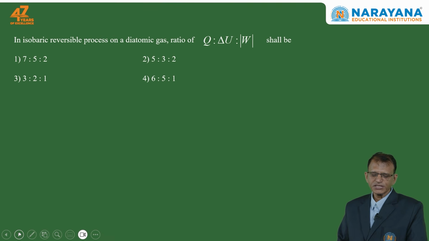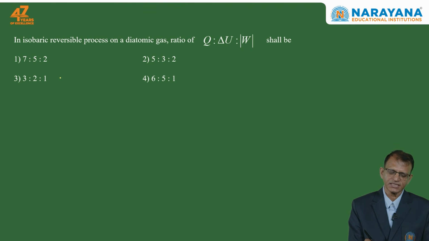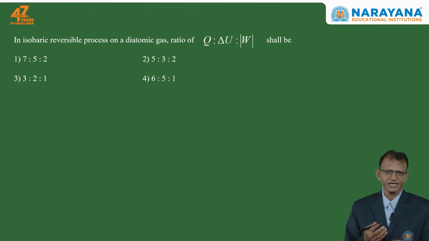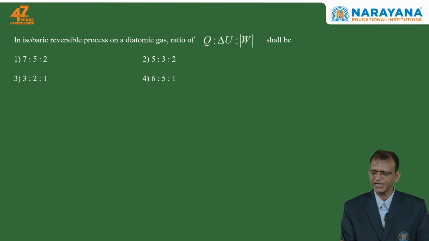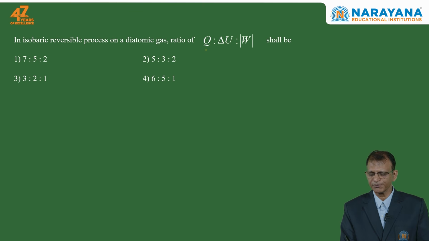In an isobaric reversible process on a diatomic gas, the ratio of Q, delta U, W shall be, right? They are not saying whether the process is expansion or compression, so we can take any one of them. In the options they have given the magnitude of W. If it is an expansion, then on expanding isobarically the volume is going to increase, meaning the temperature is going to increase, because pressure is constant and volume is directly proportional to temperature.